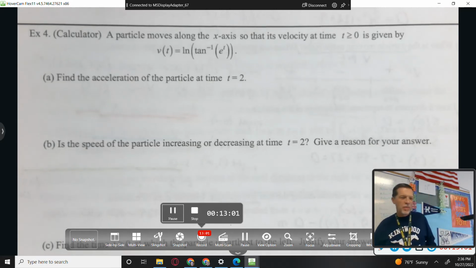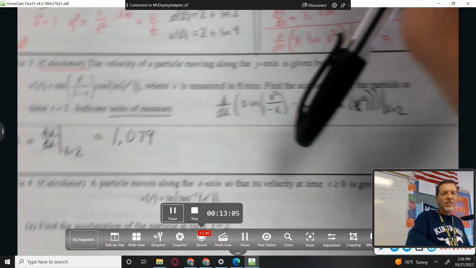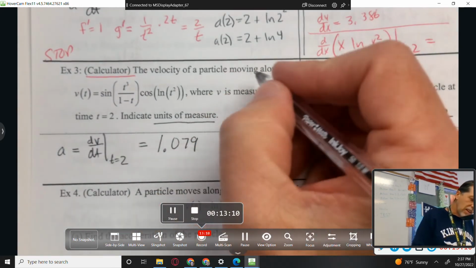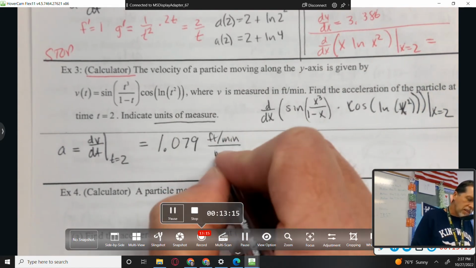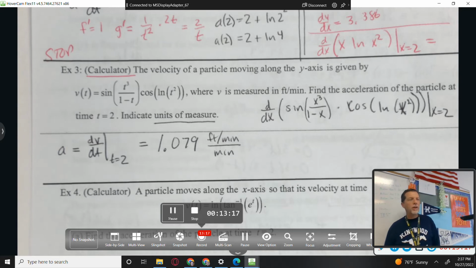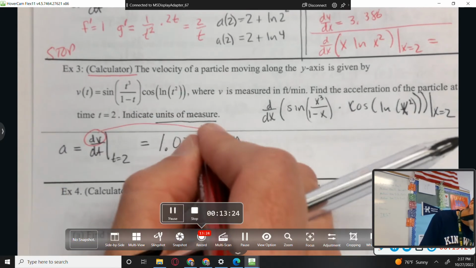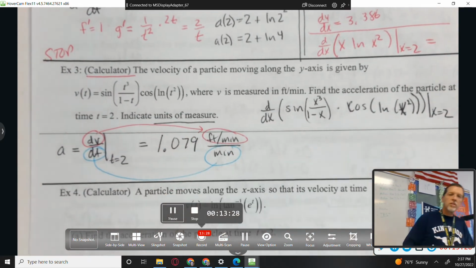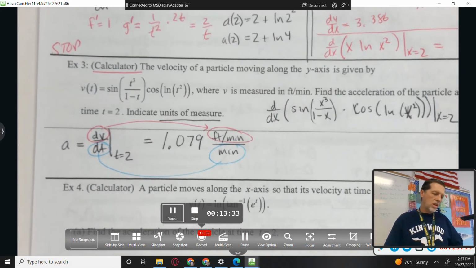It's feet per minute, right? Units of measure for acceleration. Feet per minute is not going to be the answer; it's feet per minute squared. Because velocity is feet per minute, and change in velocity is feet per minute, and then time is minutes, so feet per minute per minute. This scares me. I don't like it.